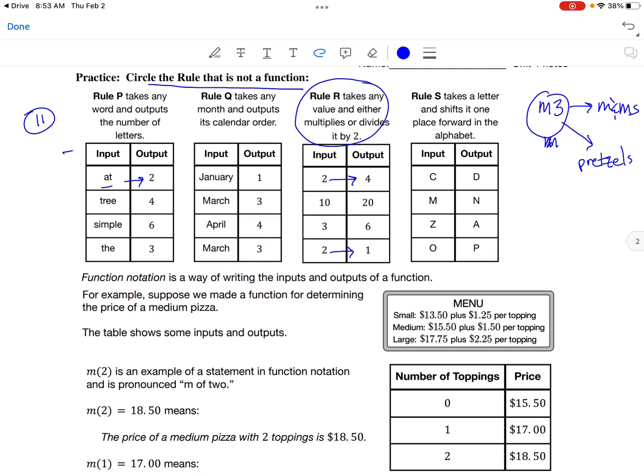Now, we could find another input that would give us 2, right? What's another 2-letter word? How about the word "on"? So it's okay for 2 different inputs to have the same output. That's okay in a function.